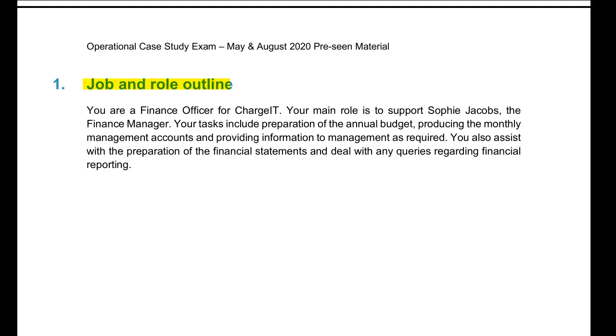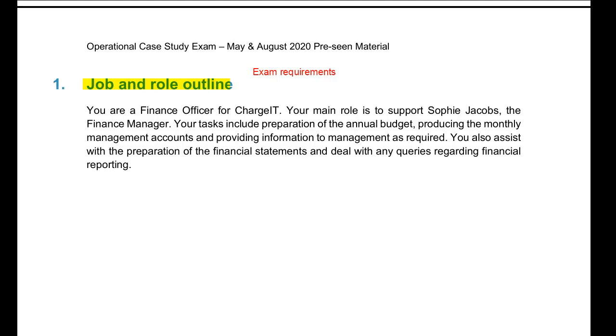Okay, so if you have, as part of your initial revision, just flicked over this section, I would urge you to pause, rewind a little bit and look at the content within this section in a little bit more detail. This section contains a range of key information, and understanding this is absolutely vital to your success in this case study exam.